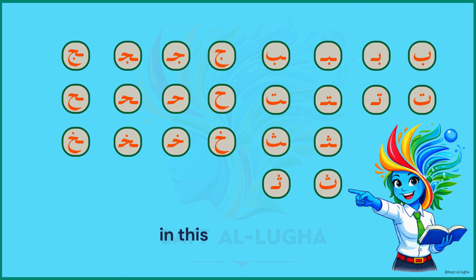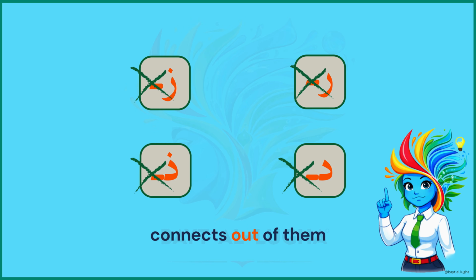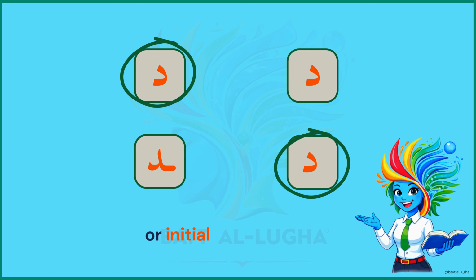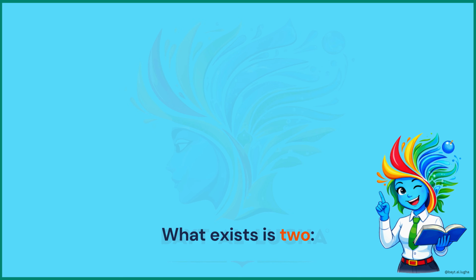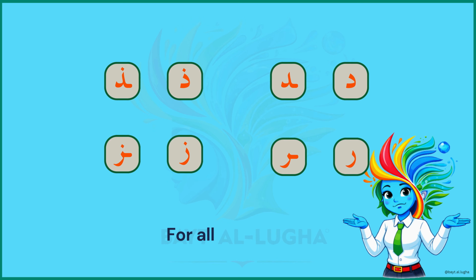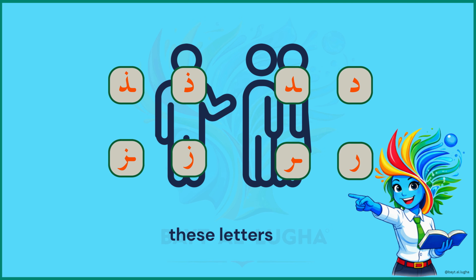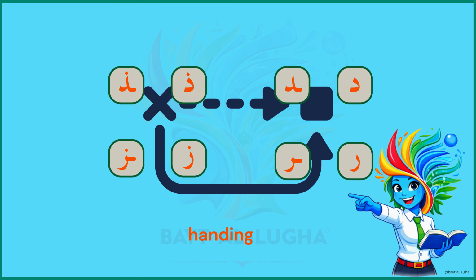Every other lesson in this module gave you 4 forms per letter. These 4 don't have 4 because nothing connects out of them. There is no real medial or initial shape distinct from the isolated one. What exists is 2, the shape alone and the shape right after a connector. For all 4 letters here, those 2 barely differ. Less to memorize than anywhere else in the module, because that's genuinely what these letters are, not a shortcut I'm handing you. Now let's write them.